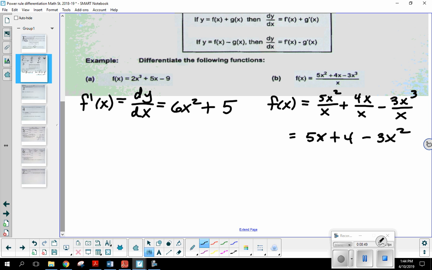And now it's just a matter of taking the derivative individually like we were doing just a moment ago. Alejandra, what's the derivative of 5x? 5. Okay. John, what's the derivative of 4? 0. The derivative of a constant is just 0. Now see here, the reason this works is because I have 1 times the 5 and then I subtract 1. So I'm not going to put anything there for the 0. And Caitlin, what about the negative 3x squared?